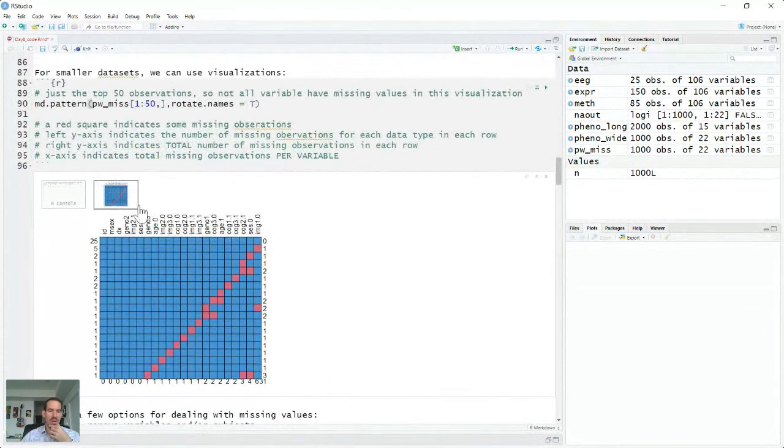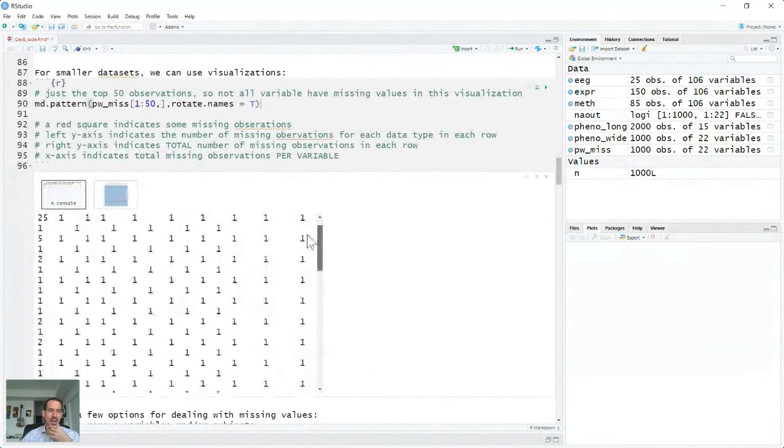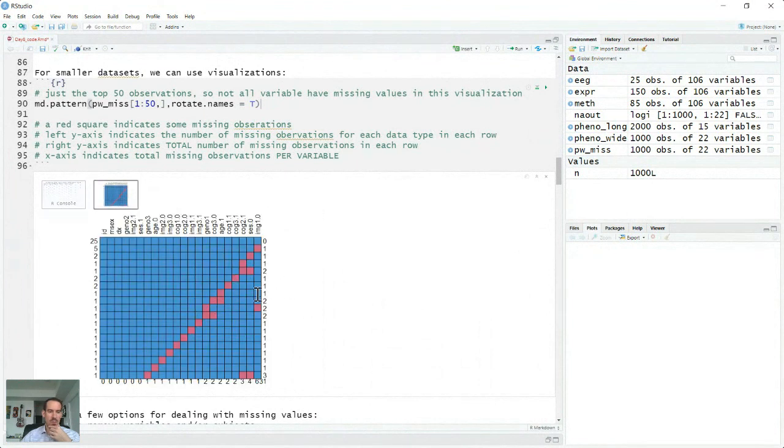You see it ran through a function. It spits out a table. It's a matrix of missing patterns showing which variables are there, 1, and which are not there, 0. It gives a nice representation of the patterns of missingness. They have different summary numbers on each axis to show you that pattern. So you can see the left y-axis, these numbers 25, 5, 2, 1, 1, is the number of missing observations for each data type in each row.